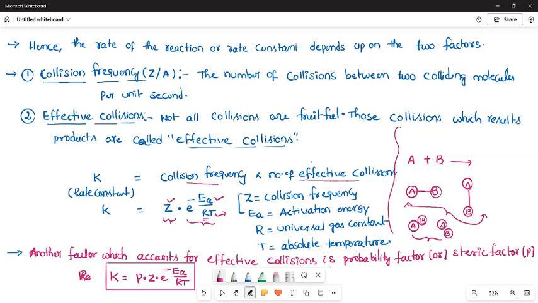In collision theory, especially, the activation energy and proper orientation of the molecules together lead to effective collisions. So this is what the collision theory of bimolecular reactions is. Simple enough.